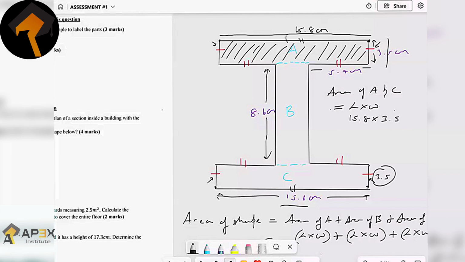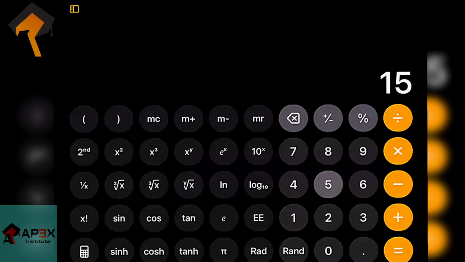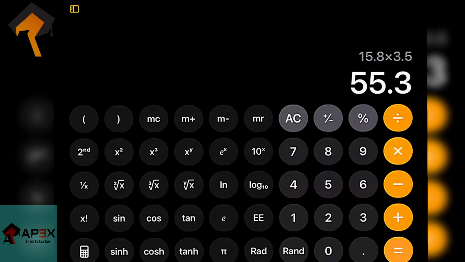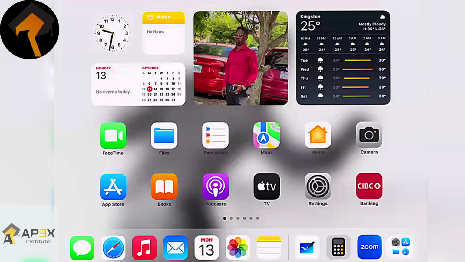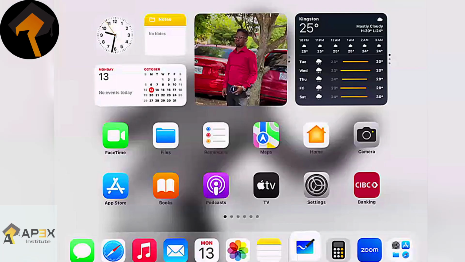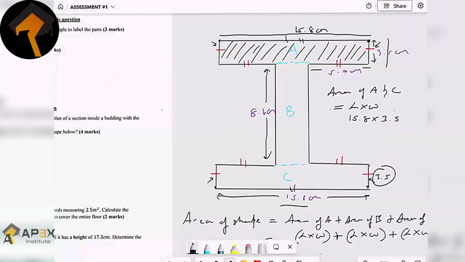Okay, let's just go on our calculators, guys. I don't want to use my answer sheet. So 15.8 times 3.5, right? And essentially we get 55.3. So that would be the area of A, no? How much did we get a while ago, guys? 55.3. So this would be 55.3 here.